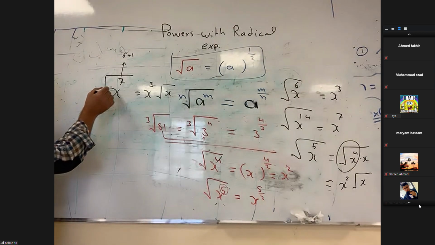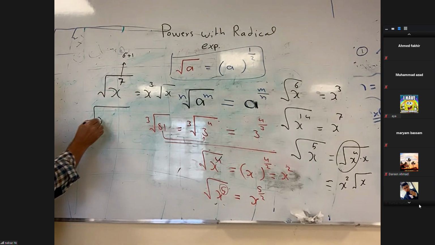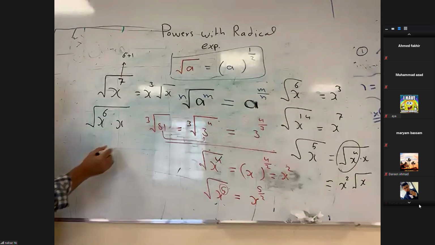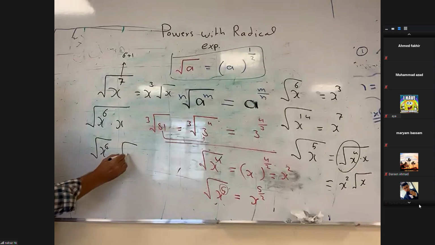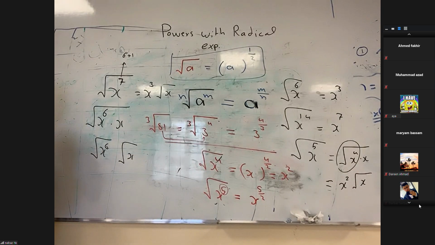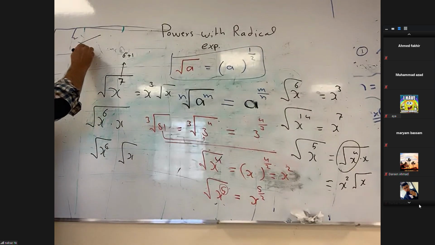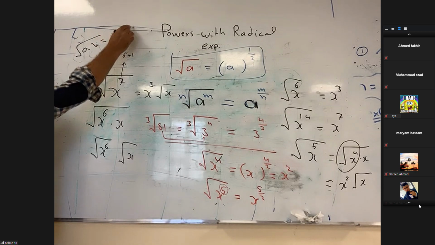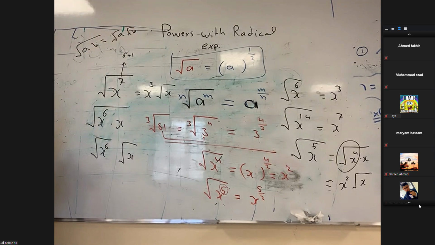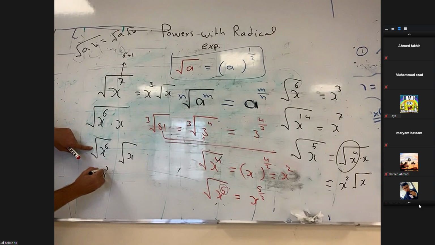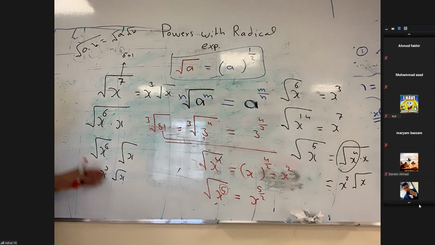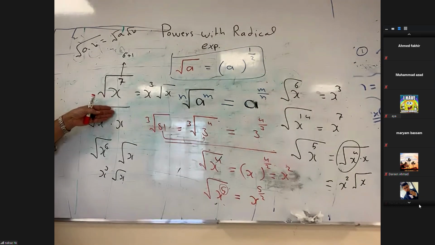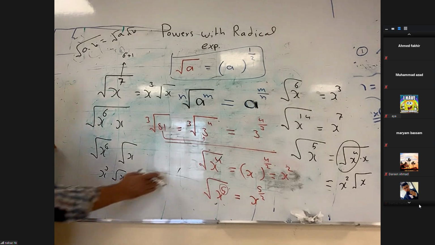So x to the power 6 times x. The square root of a times b is the square root of a times the square root of b. This is the rule. Okay. Now, the square root of x to the power 6 will be x to the power 3, and this is okay. But directly we can't do like this without these steps.